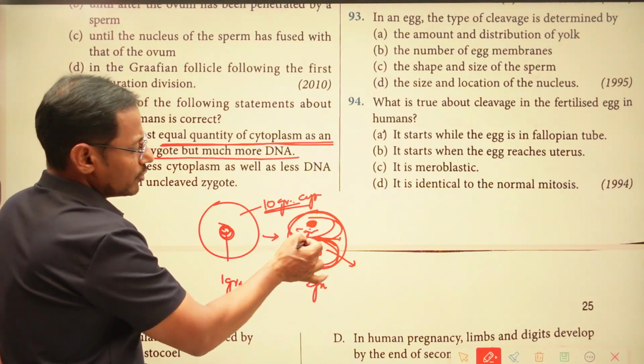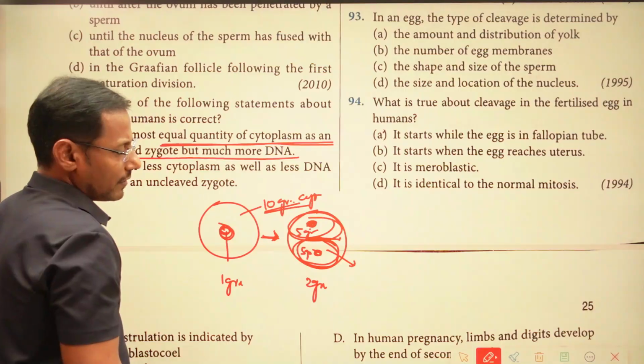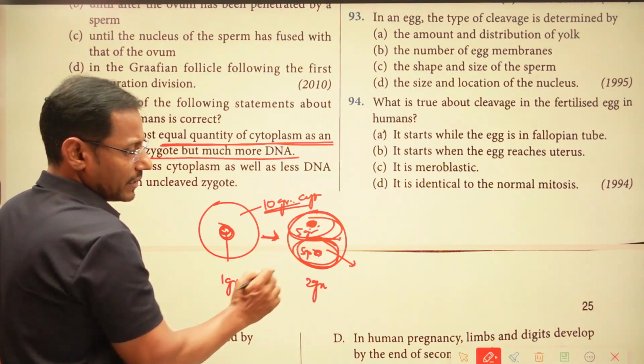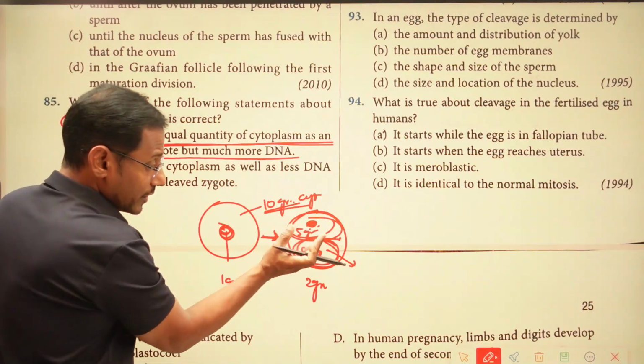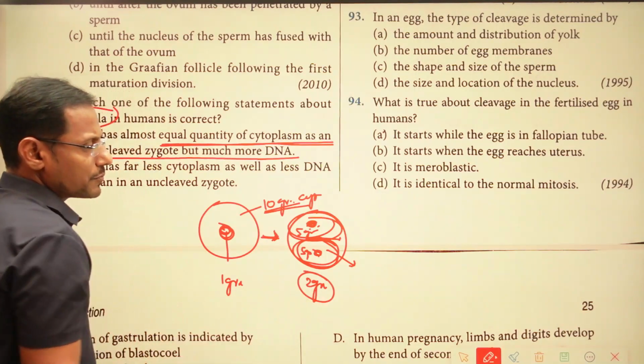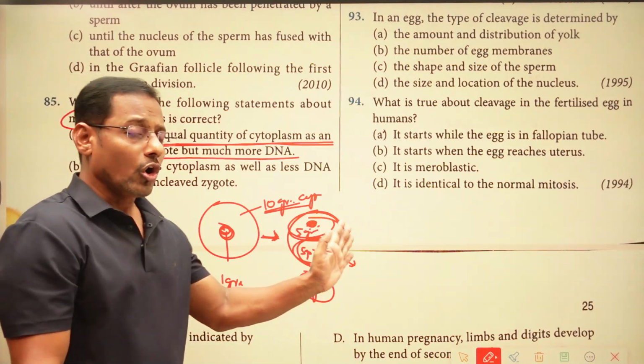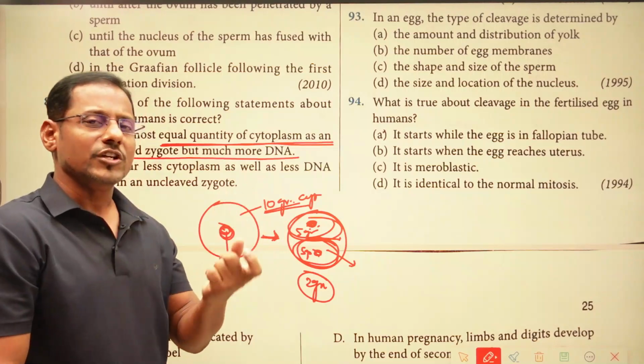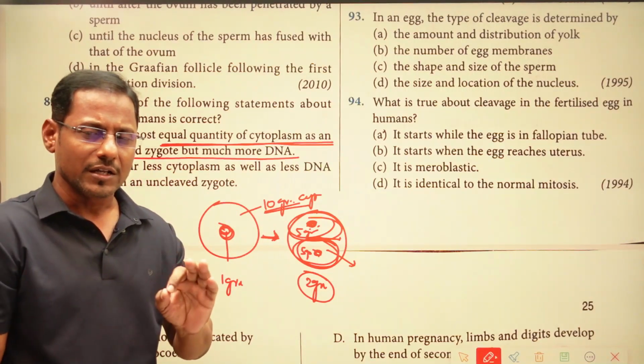So ultimately, the cytoplasm quantity is being maintained constantly, the number of cells is being increased, and the size of each cell is going to be decreased. Here, if you observe the genetic material of the daughter cells, the quantity of the genetic material is going to be increased.